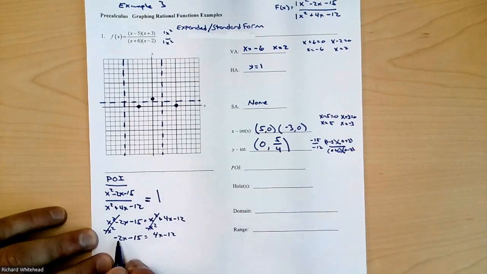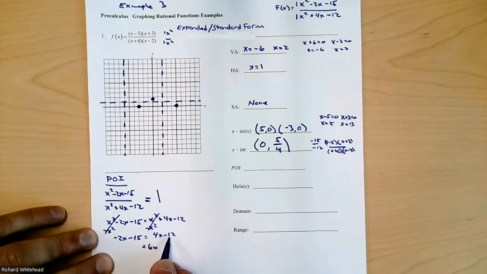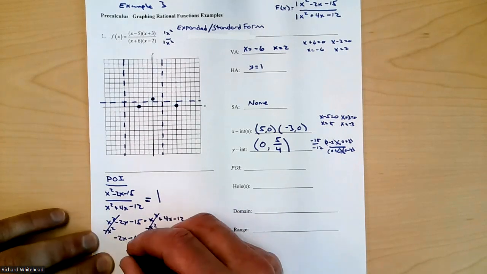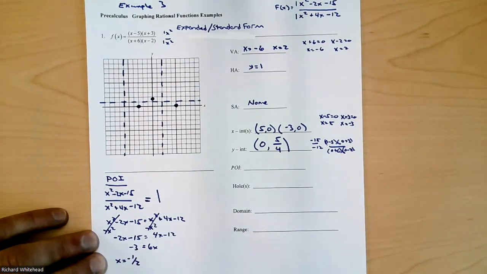So let's see what happens if I solve this. So what am I going to get? Add 2x to both sides, add 12 to both sides. So x is equal to -1/2. Uh-oh.